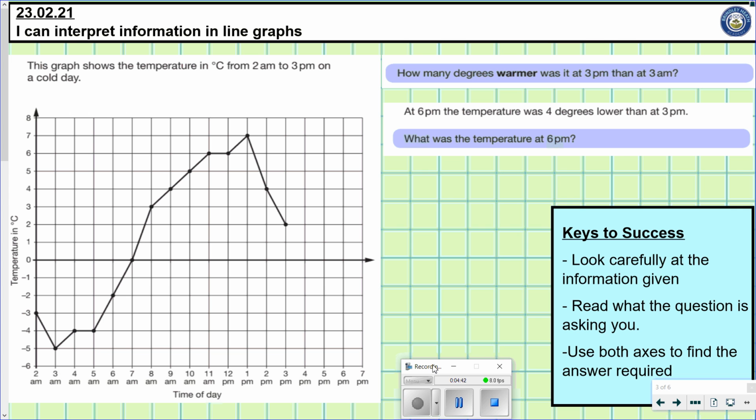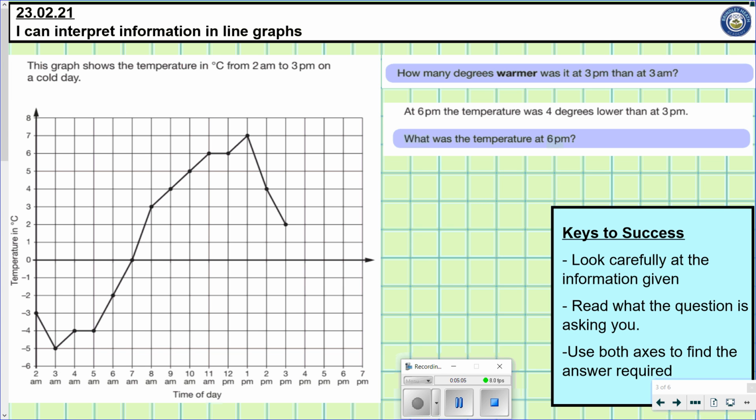So here we've got: this graph shows the temperature in degrees Celsius from 2 AM to 3 PM on a cold day. Okay, keys to success when we're doing this. Look at the information carefully. So I can see I've got the time of day on the bottom and I've got the temperature in degrees Celsius up the side of the graph.